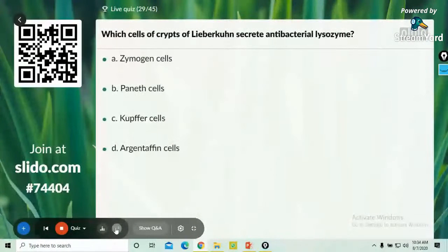Which cells of crypts of Lieberkuhn secrete antibacterial lysozyme? For yesterday's quiz also the same question was there. So I need 100% answer with the same option. Zymogen cells, Paneth cells, Kupffer cells, argentaffin cells. The options were also in the same order.